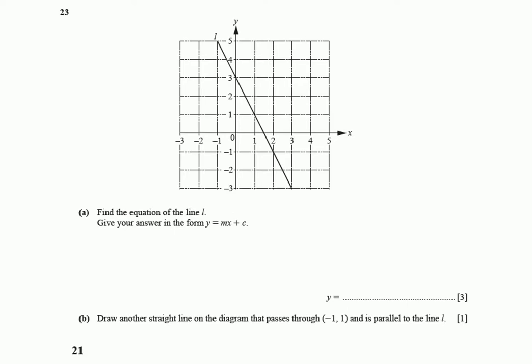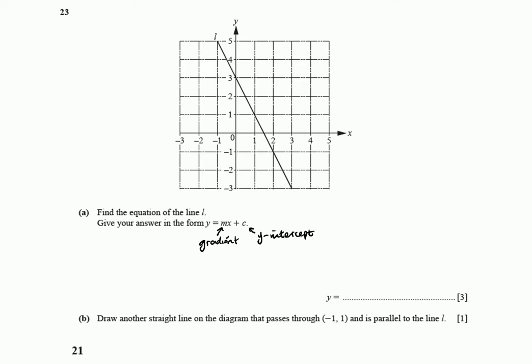Okay, here we go. Remember the equation of a straight line, y equals mx plus c. m stands for gradient, and c is where we cross the y-axis, the y-intercept. So we want an equation for this line.